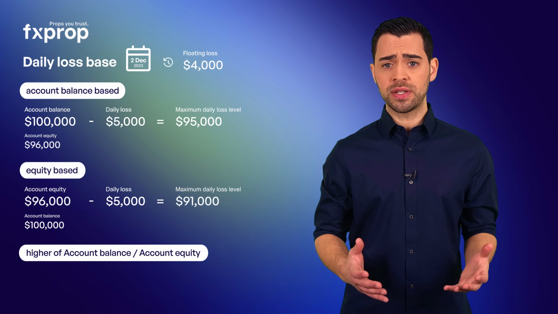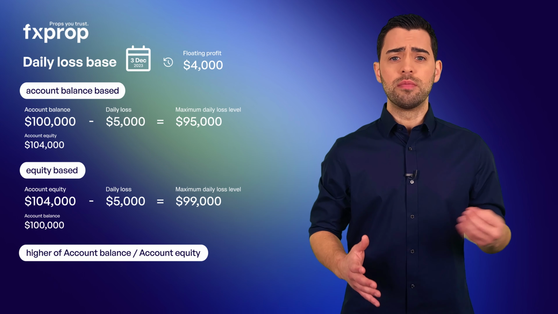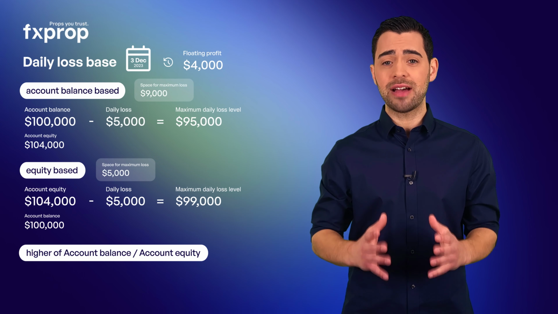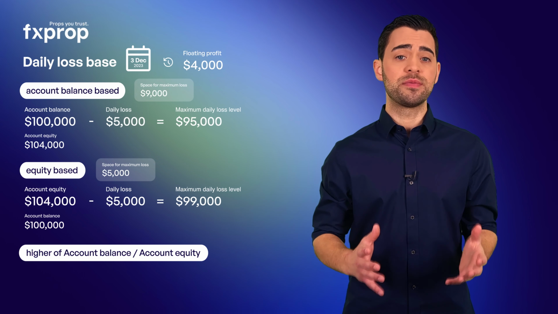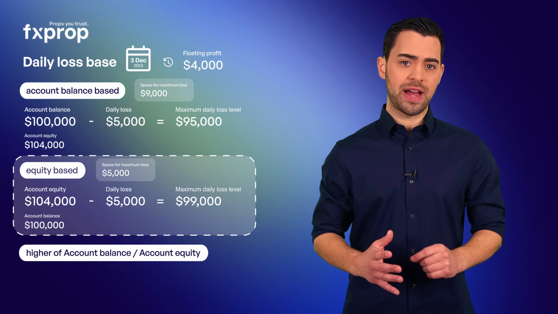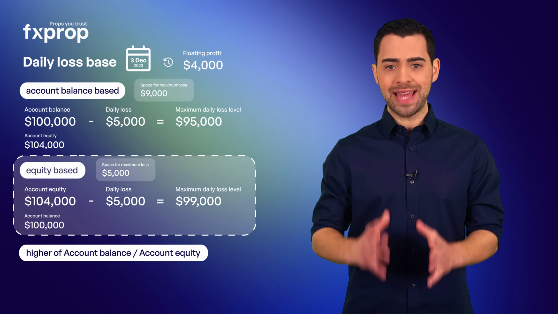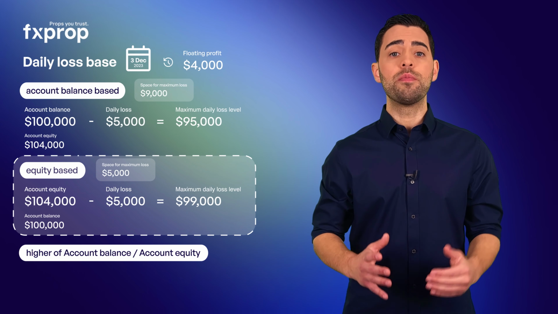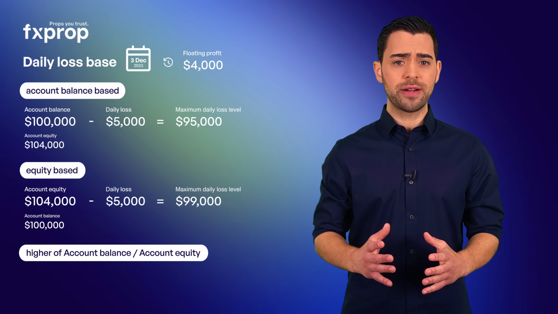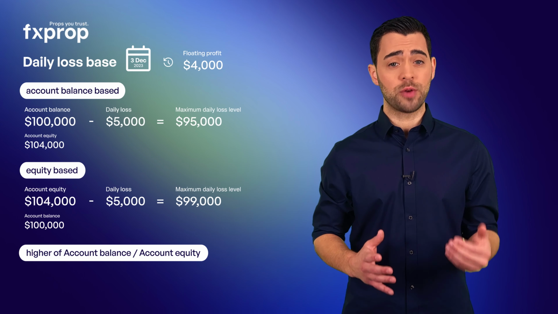In the opposite situation, if we had a floating profit of $4,000, the situation would look the same. That is, the more favorable option for us would then be to count from the balance to have as much as $9,000 reserve the next day, and maximum daily loss level at 95,000. But in this option, we take the higher value, our equity, and subtract the daily loss value from it. Here, it will be 99,000, which is $4,000 higher compared to the calculation based on balance. In this model, the less favorable option for the trader is always chosen, making it difficult to maintain open positions several days in a row.